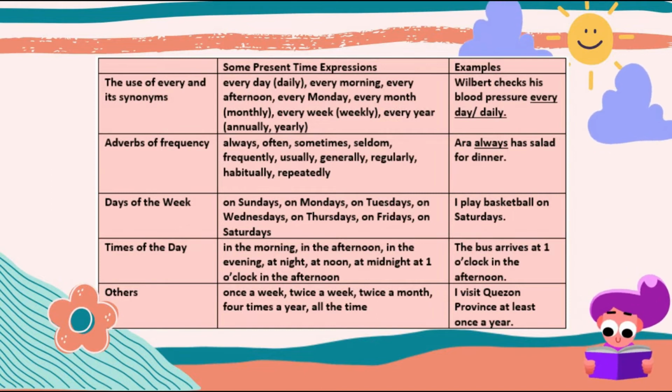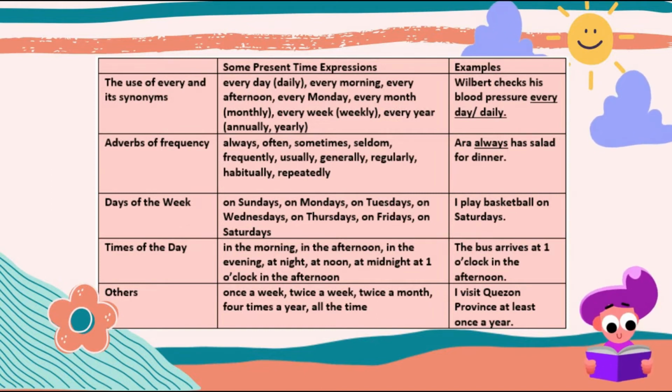Okay, next one, we have the days of the week. The days of the week should be with S. So for example, Sunday, you should add S. It will be Sundays. And of course, we have to use on. Examples: on Sundays, on Mondays, on Tuesdays, on Wednesdays, on Thursdays, on Fridays, on Saturdays. Okay, for the example, I play basketball on Saturdays. That's very easy for you.